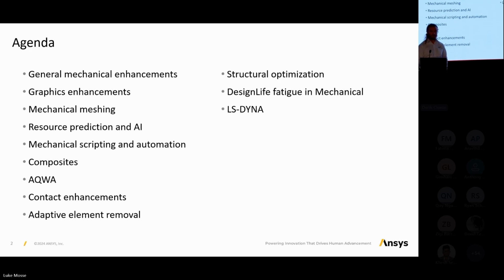Adaptive element removal. So this is the smart mesh adaptivity. There's an interesting update here where we can remove elements for some applications. Structural optimization, that's moving along really quickly. The design life fatigue in mechanical is a great tool that's making life a lot easier for using the encode solver within the mechanical environment. So we're starting to do that a lot in the Leap offices, and it's improving our workflows a lot. I'll show you some of the improvements there. And then LS-Dyna. So I've got an hour to fit this all in. Don't think I'll be able to get any demos in.